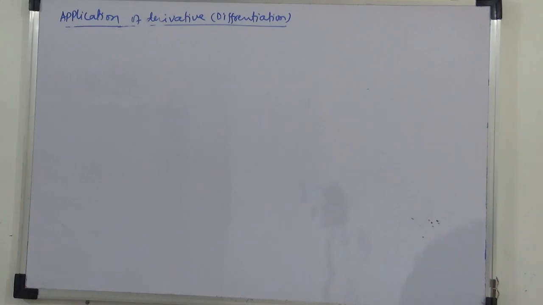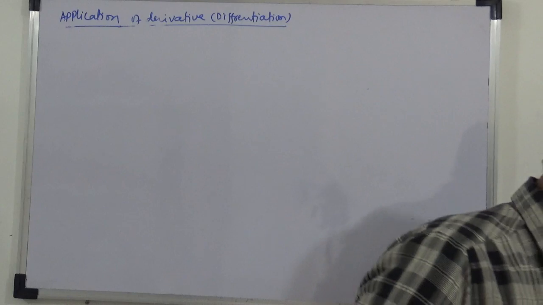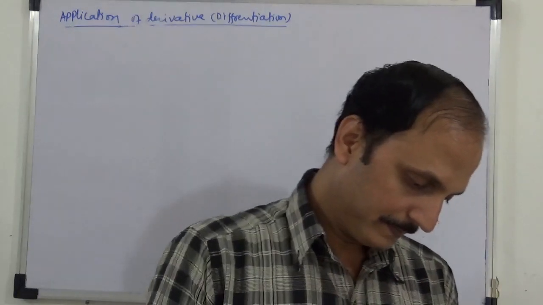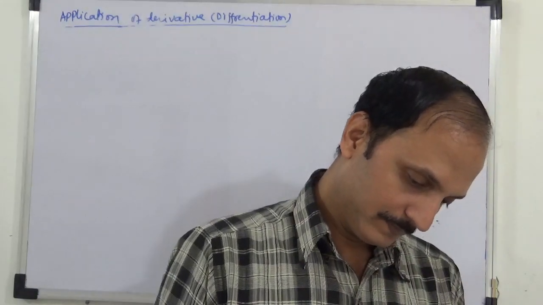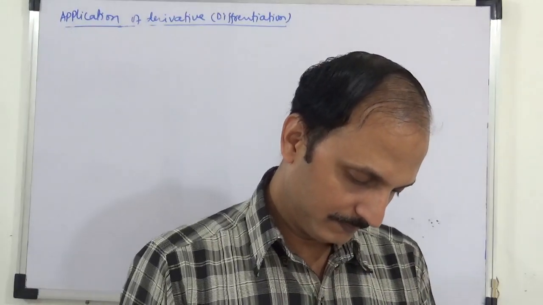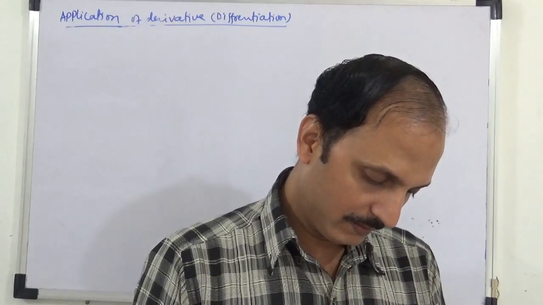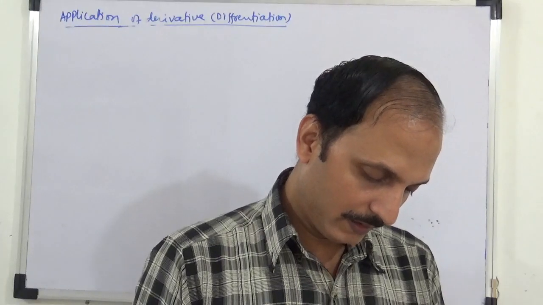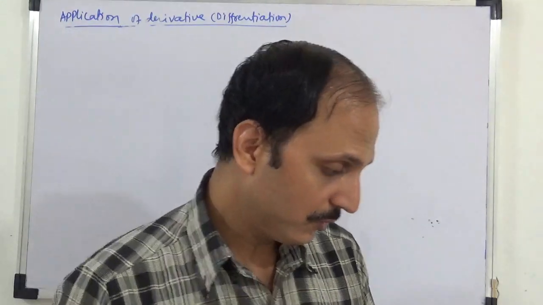Question is: from the curve given in the figure, find dy by dx at x is equal to 2.